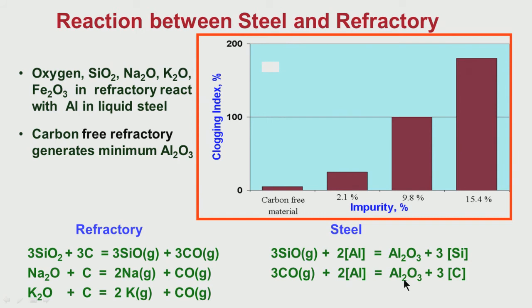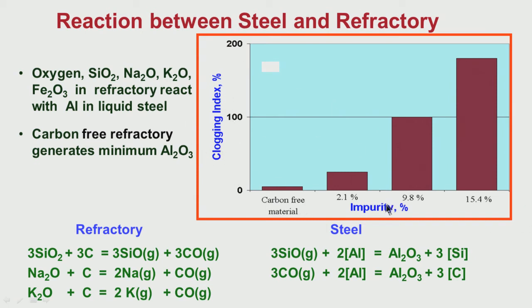will get formed, which again has to be removed from liquid steel. We do not want alumina in liquid steel. So, this has to be removed from liquid steel, another problem. Then silicon content also increases in liquid steel, which again we do not want. So, regarding the reaction between steel and refractory, we have to keep in mind that the impurity content in refractory in the form of SiO2, sodium oxide, potassium oxide, iron oxide, carbon should be less. So, this is an indication.